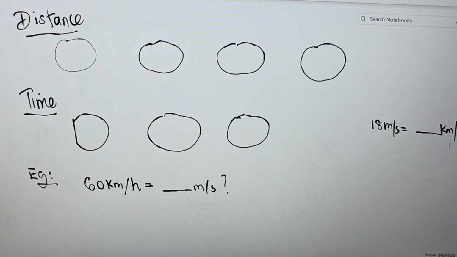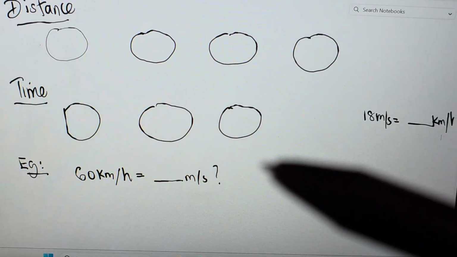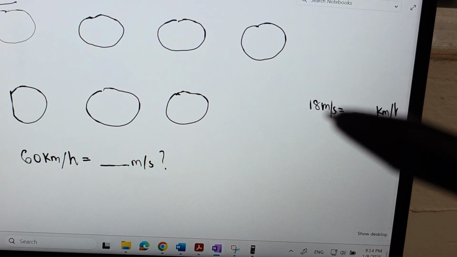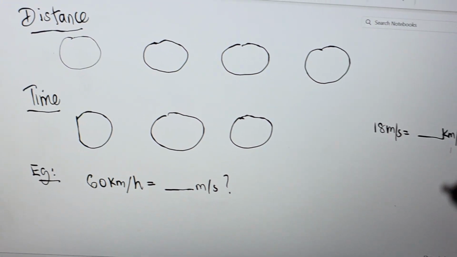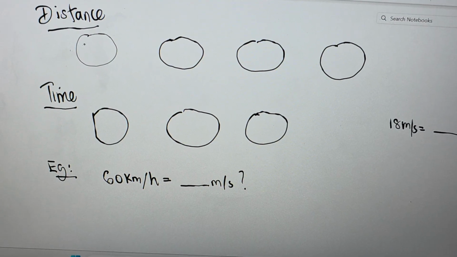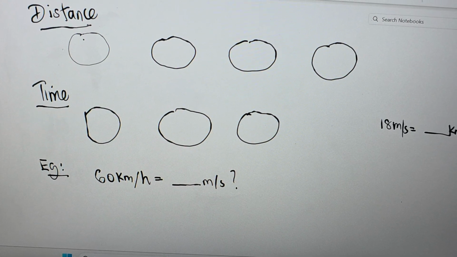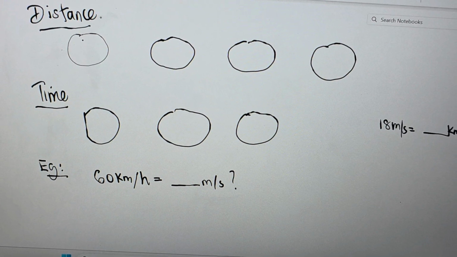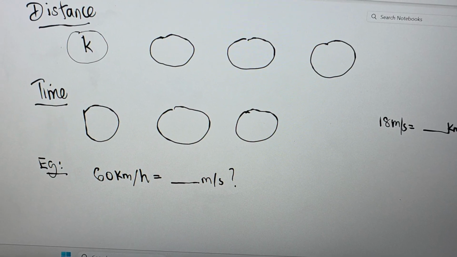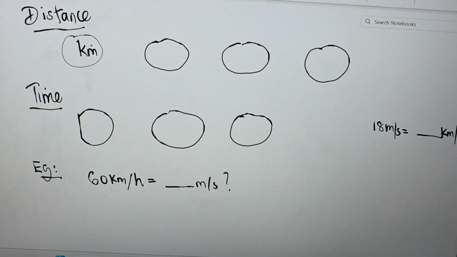In this video, you will learn how to convert kilometer per hour to meter per second and the other way around, meter per second to kilometer per hour. In order to do the correct conversion, you need to know how to convert 1 unit of kilometer to meter.